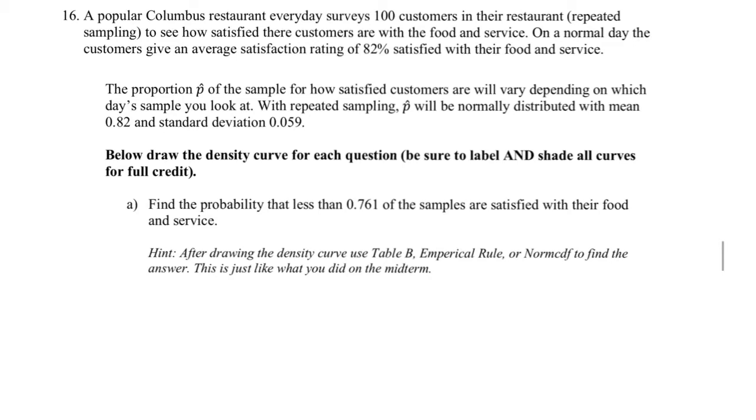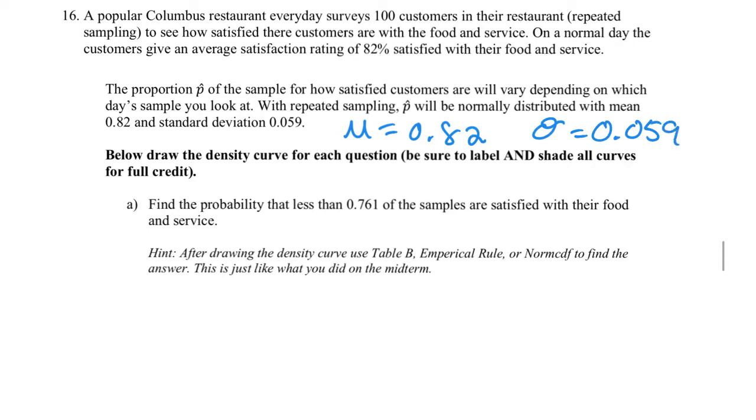So we've got our proportion p-hat of the sample for satisfied customers will vary depending on which day's sample you look at. With repeated sampling, p-hat will be normally distributed with a mean of 0.82 or 82% and a standard deviation of 0.059.